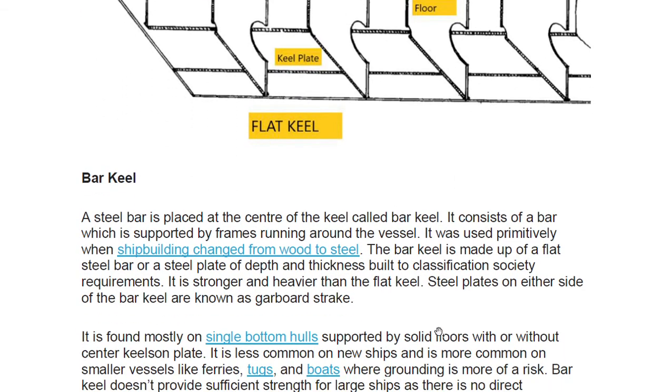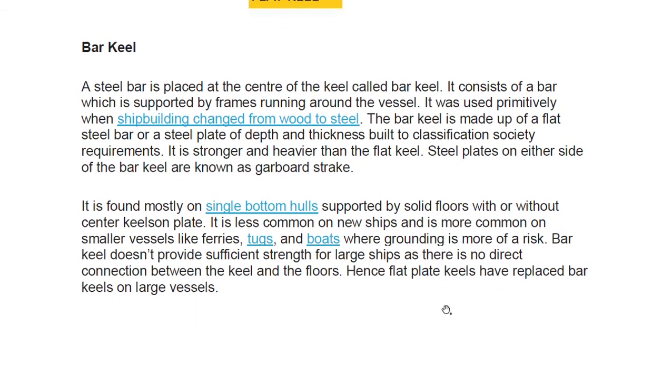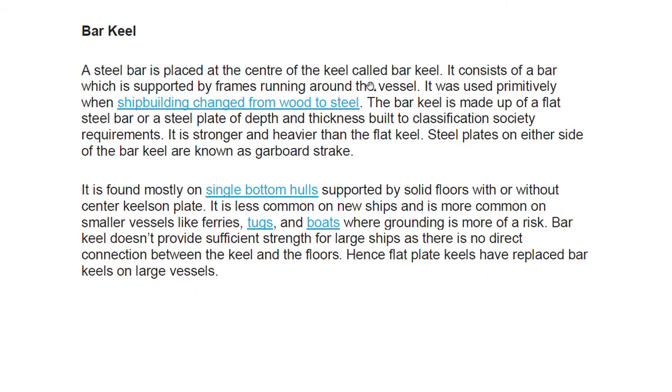Bar keel. When we talk about bar keel, a steel bar is placed at the center of the keel, called the bar keel. As the name suggests, it consists of a bar which is supported by frames running around the vessel. It was used primitively when shipbuilding changed from wood to steel. The bar keel is made up of a flat steel bar or a steel plate of depth and thickness built to classification society requirement. This is stronger and heavier than the flat keel. Steel plates on either side of the bar keel are known as garboard strake.